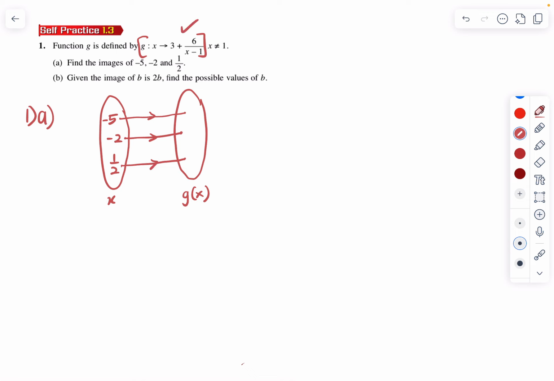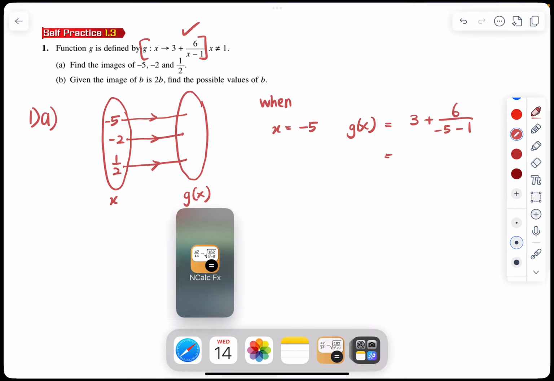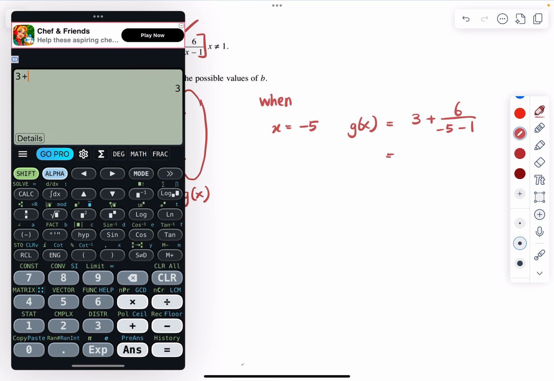First let's solve for -5. When x is -5, gx will equal 3 plus 6 over x minus 1, right? So x will be -5 minus 1. Here we can take our calculator: 3 plus 6 over -5 minus 1. We get 2. This is the answer.